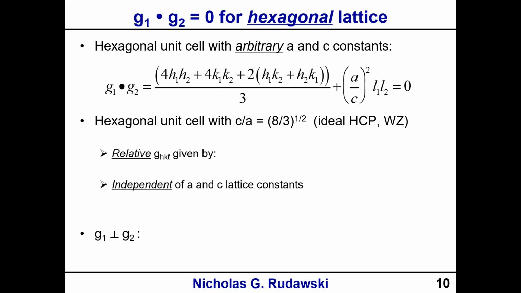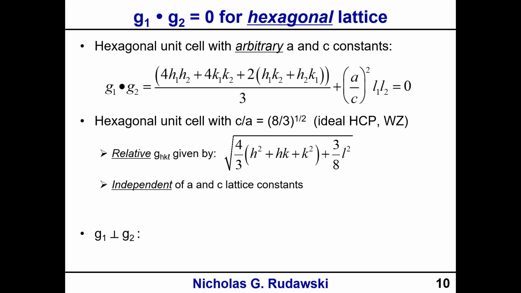So we're going to get to the dot product in a minute, but we can actually also define G vectors independent of A and C. So this is the equation for the G vectors in a hexagonal lattice, assuming we have a C/A ratio that is the square root of 8/3. A little bit different than what we see for a cubic lattice, but you can see a lot of the similarities there. And again, this is independent of A and C.